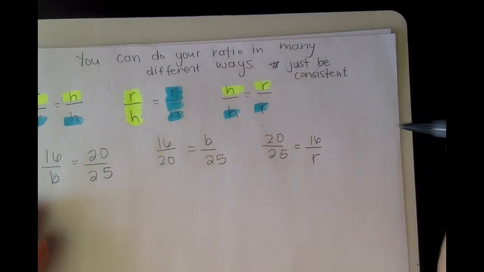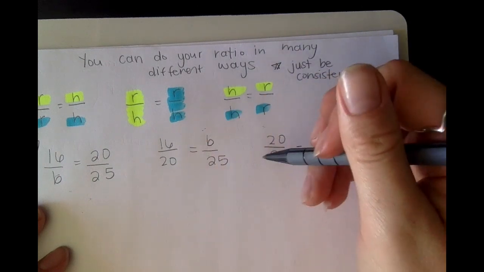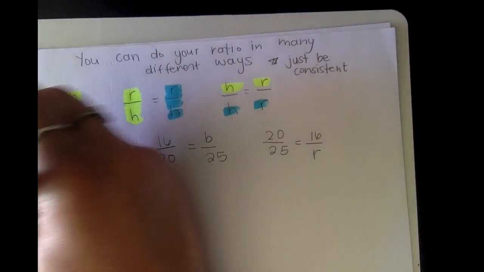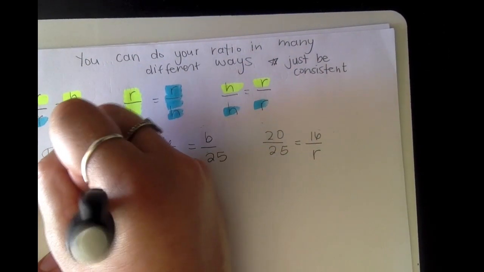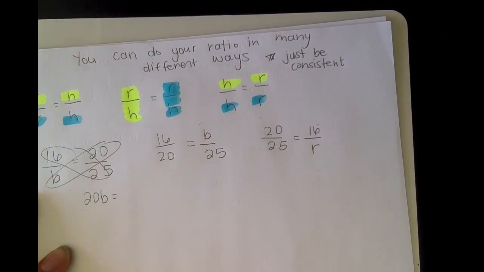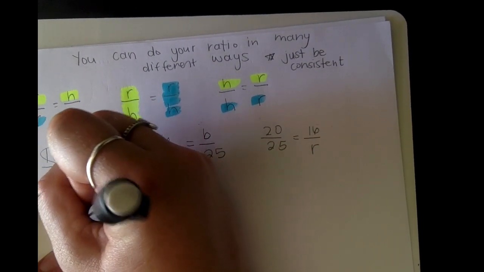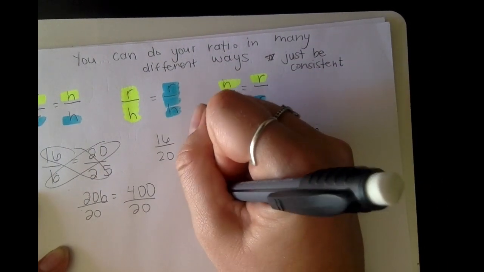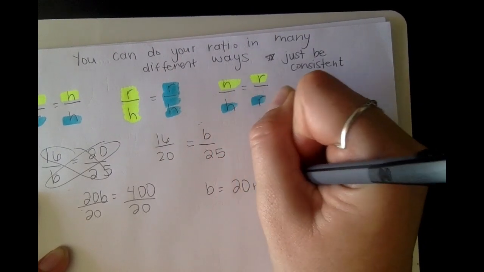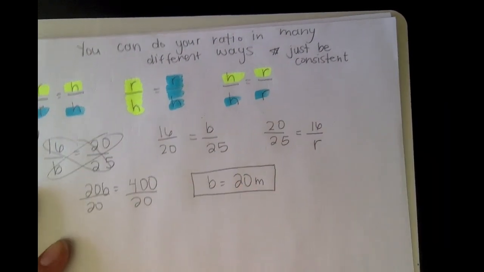So once you do your cross multiplication with all of these, you'll get b times 20. So 20b is equal to 25 times 16, which is 400. Divide both sides by 20, and you get that b is equal to 20 meters. So that is your answer for number 7.